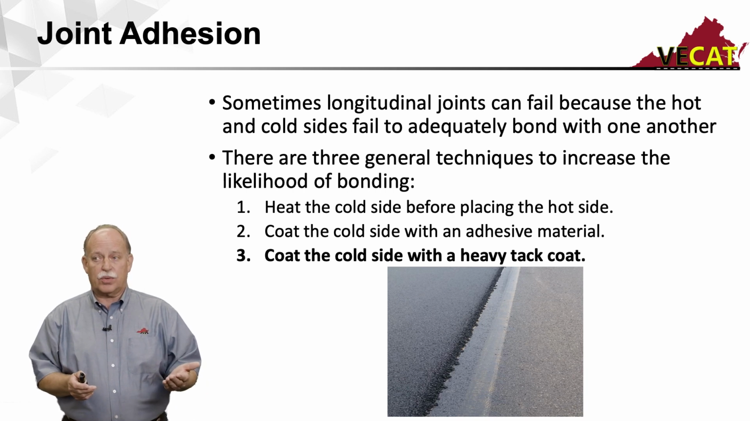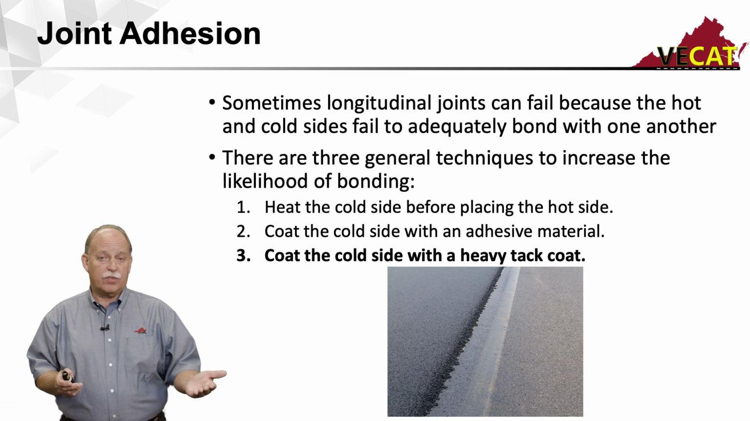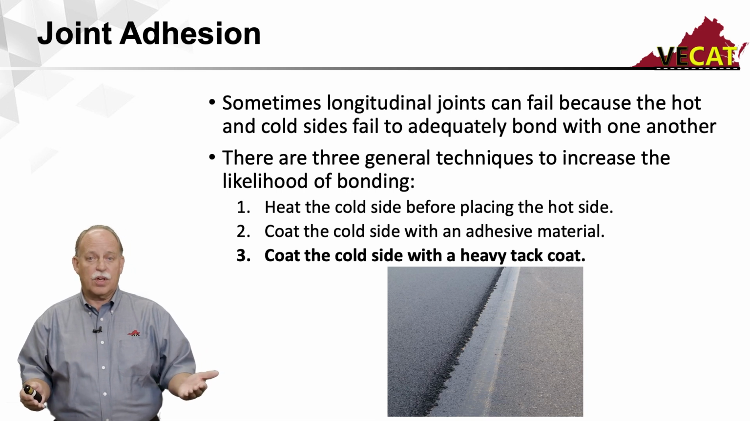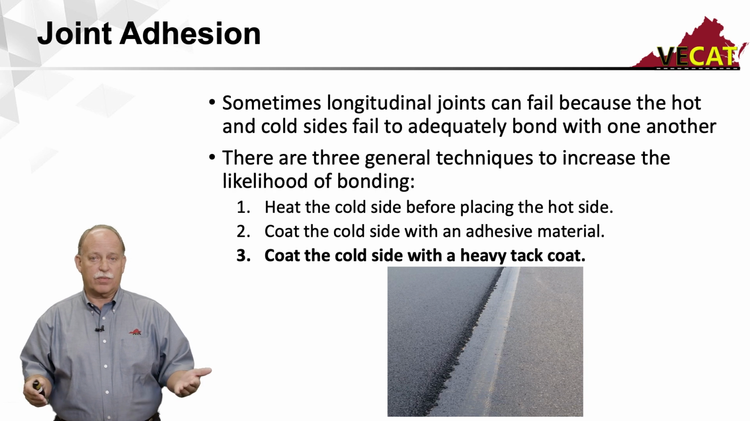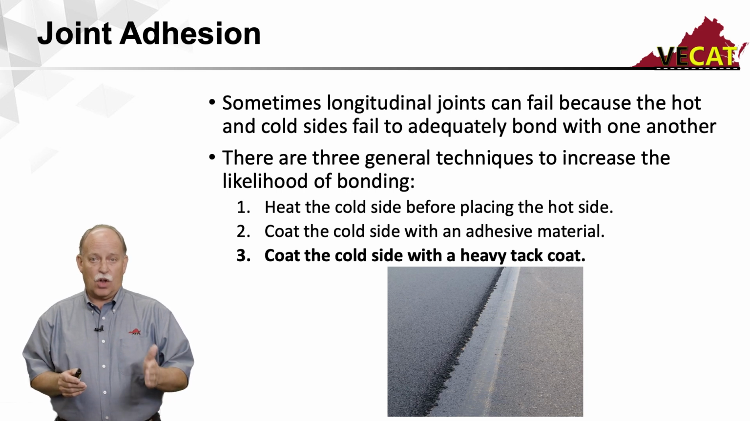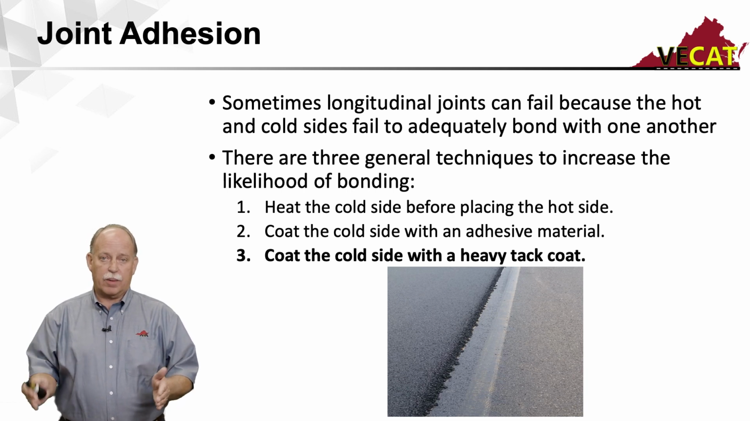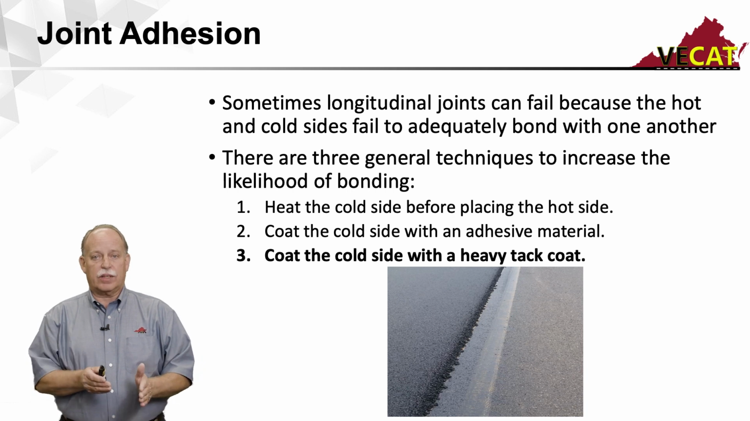Then there's something called a cold side adhesive material. There are a number of manufacturers of these types of adhesive materials. Sometimes they're made of rubber-based and polymer-based materials. And they provide an adhesive to that longitudinal joint so that when you place a hot mat against the cold mat, you get a sealed joint.